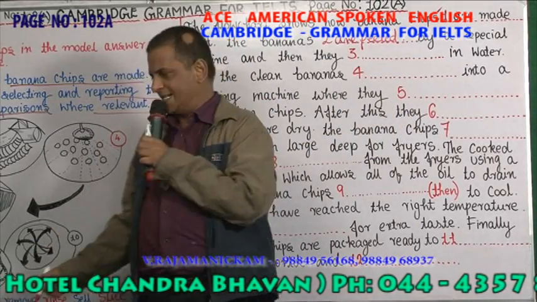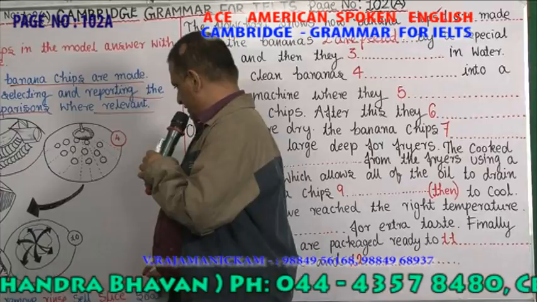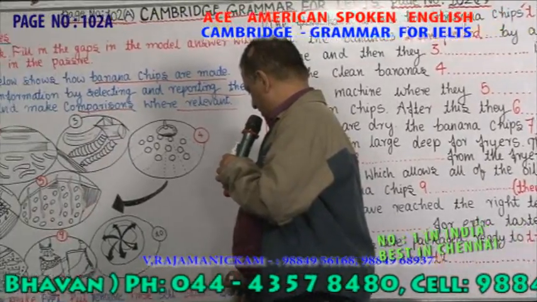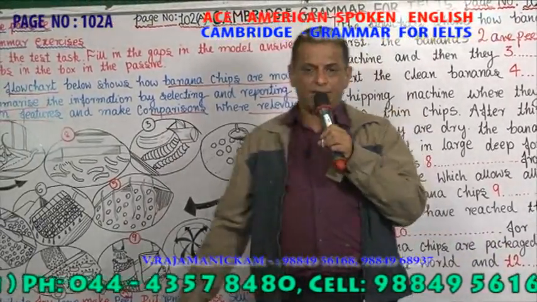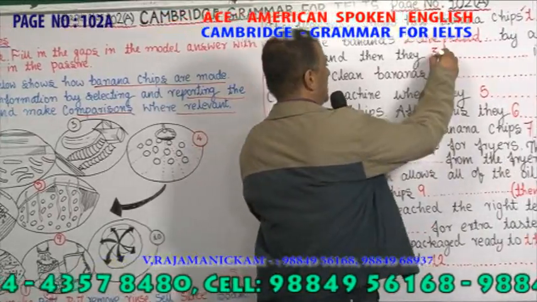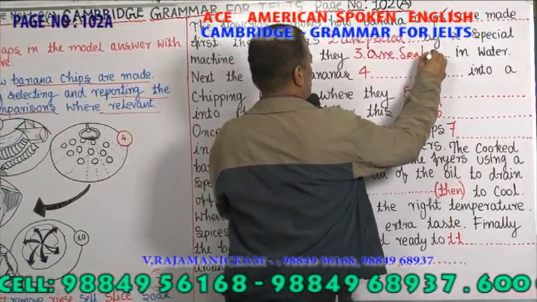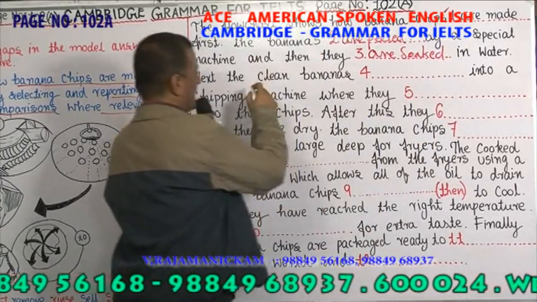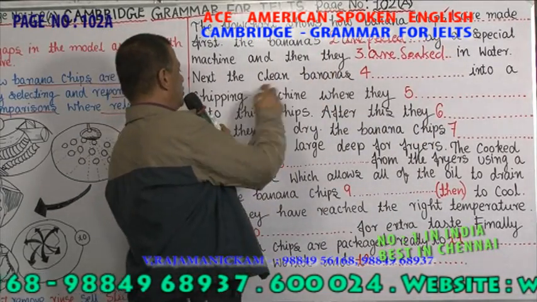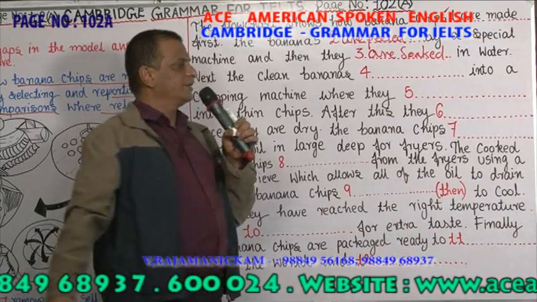Third, what is the answer? And they are soaked. Are soaked or what? And they are soaked in water. Are soaked in water. Next, the clean bananas are put into a chipping machine.